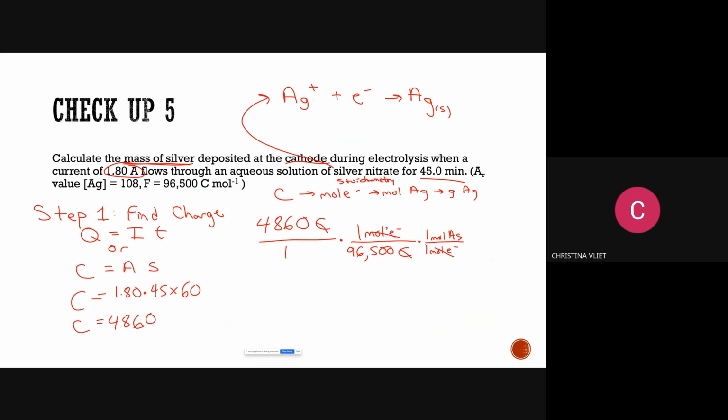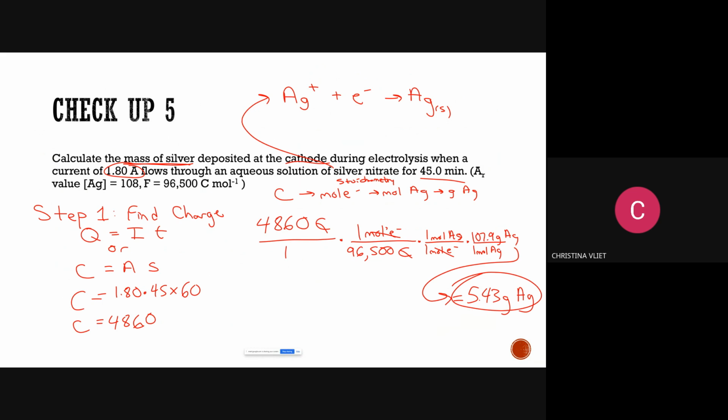And what else? Now I'm in moles of silver. But where do I need to be? Grams. How do I get to grams? Multiply by the molar mass. So the molar mass of silver is 107.9. And then this will get you your answer. I get 5.43 grams of silver. See if you get the same.